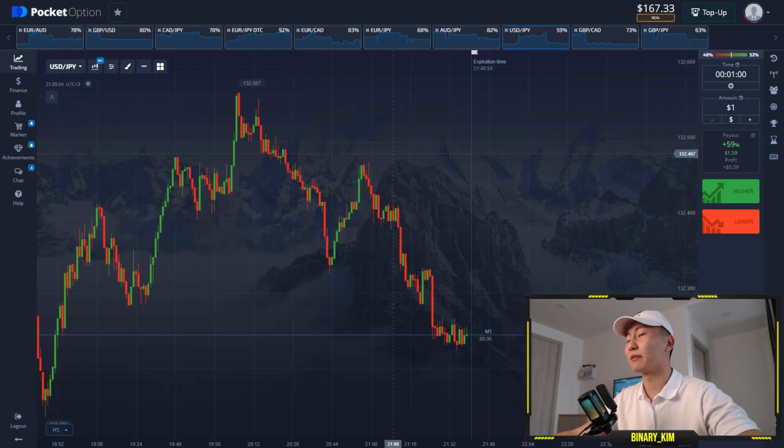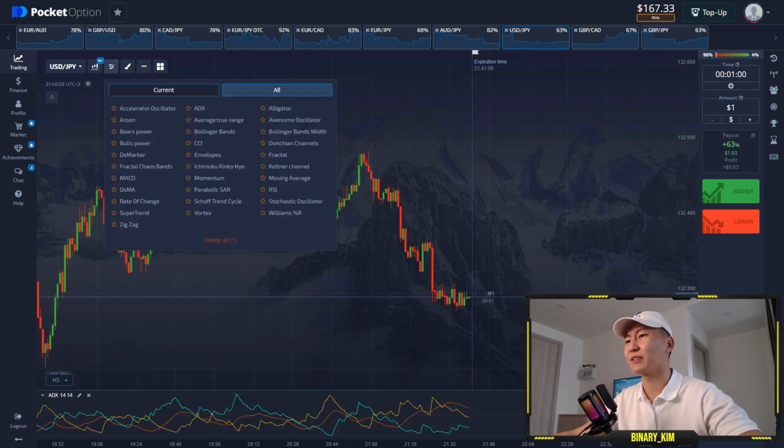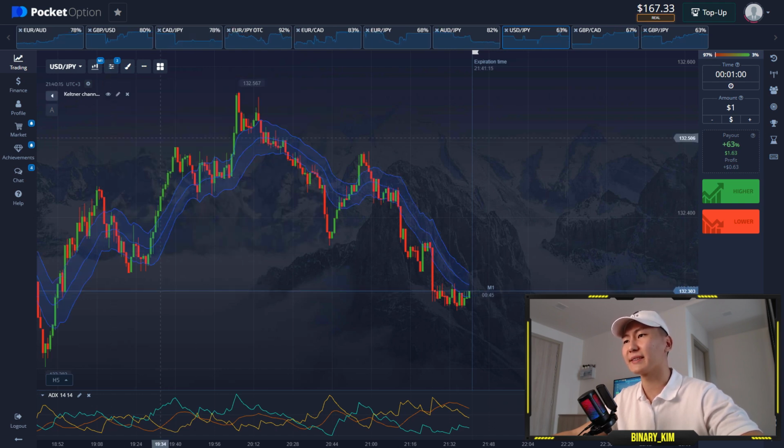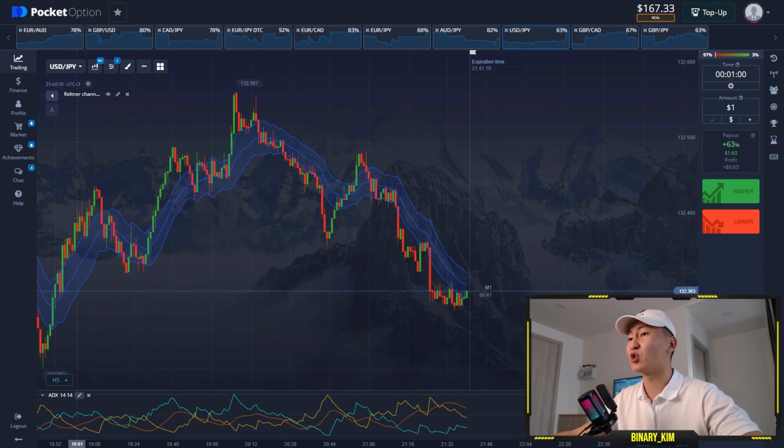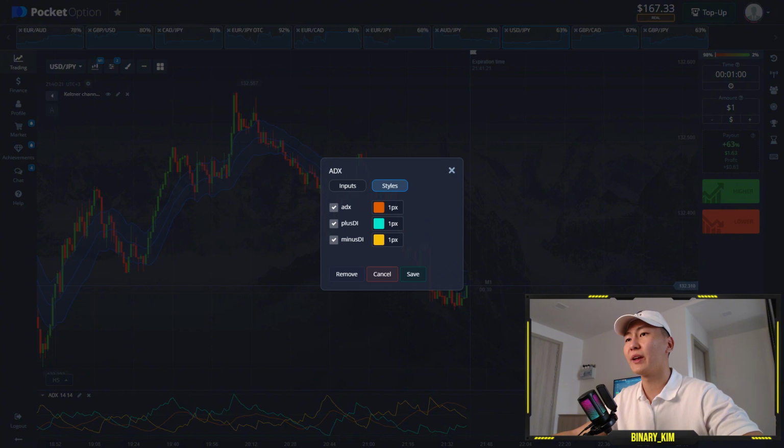Today we are going to need the following indicators. It's going to be the ADX and the Keltner channel. What is remarkable is that we don't change anything, we keep the settings as they are. The only thing I'm going to do is change the color of the moving average, and just for comfort, the plus D is going to be green and the minus D is going to be red.